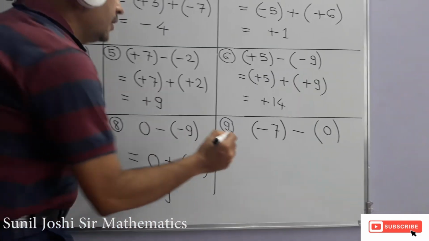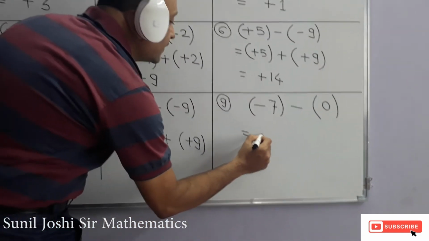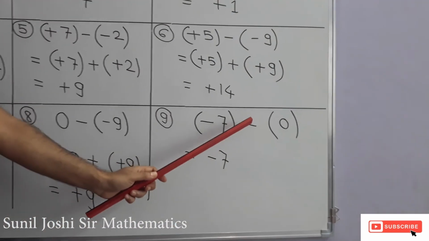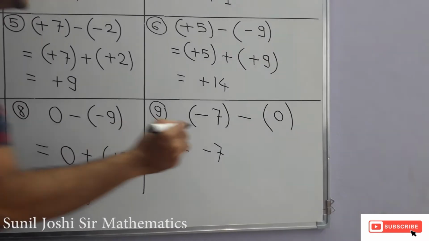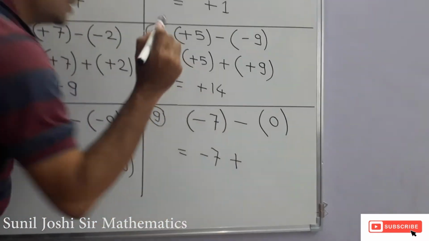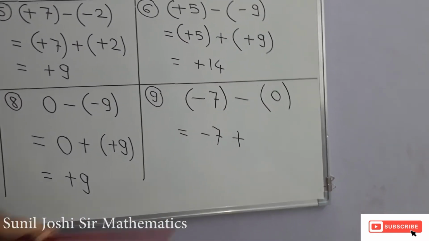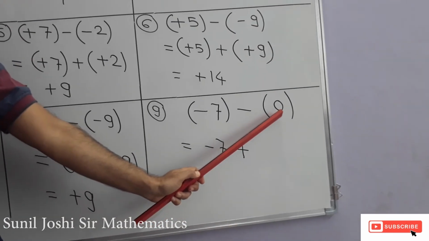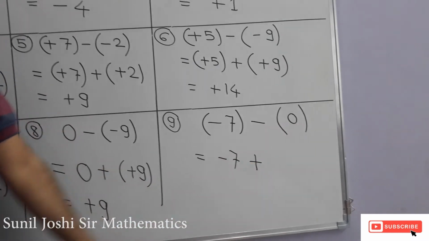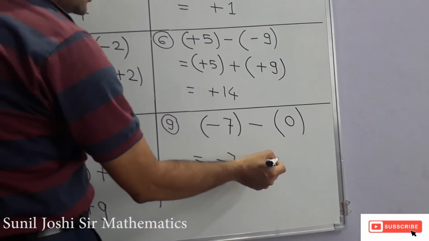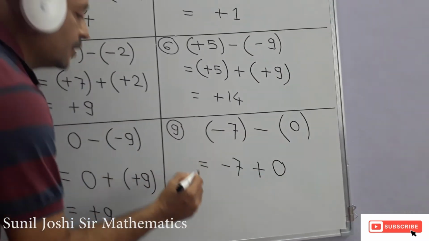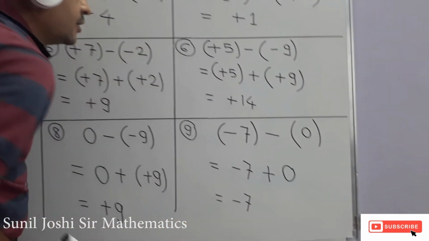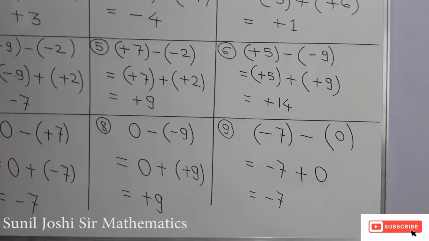Then see the last example. So negative 7, the first number as it is, there is no change in the first number. Then negative sign is converted to addition, that is plus sign will come there. And 0 is such a number which is neither positive nor negative. So 0 remains as it is. And what is the answer here? That is negative 7 is the answer. So this is all about sum and difference of integers.